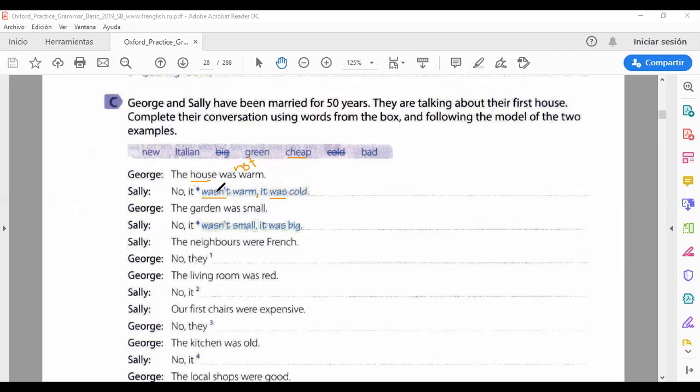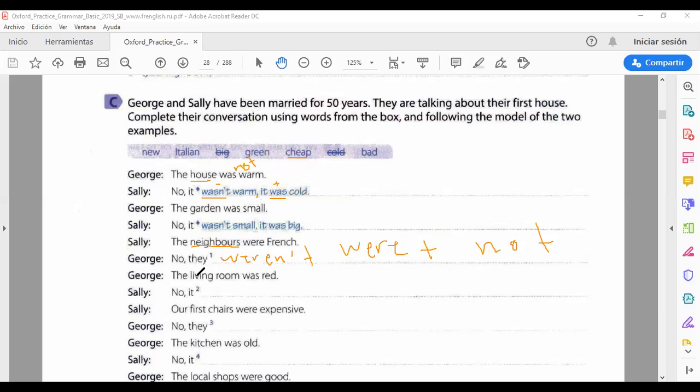Negative, negative, positive, okay? Now, George, the garden was small. No, it wasn't small, it was big. Sally, the neighbors were French. No, they, because I'm talking about many people, no, they weren't. See, the negative form, were plus not. See, were plus not, weren't.